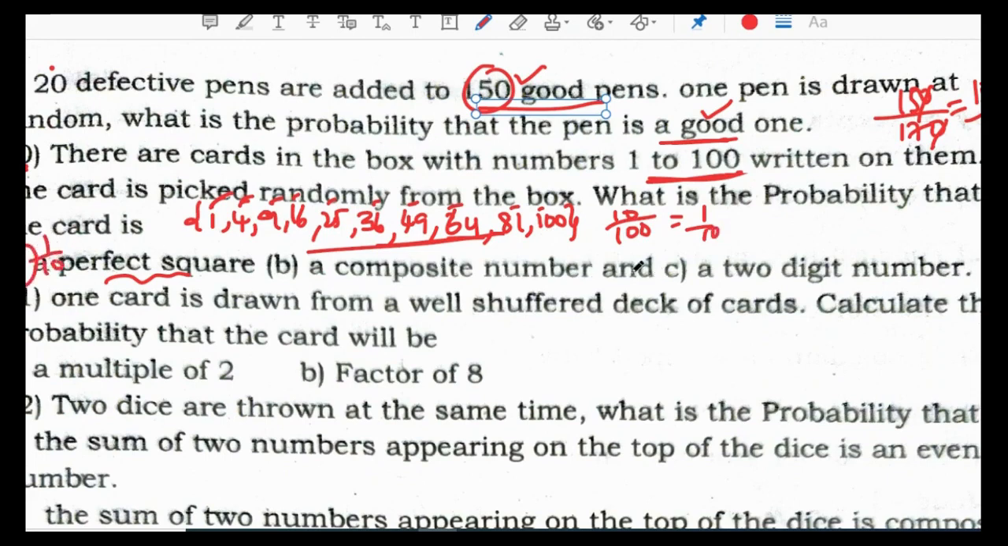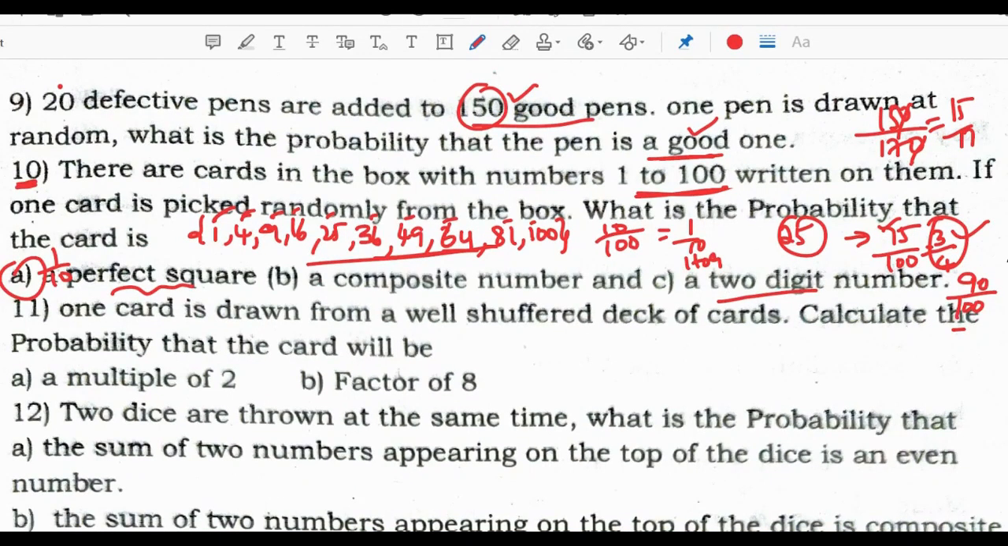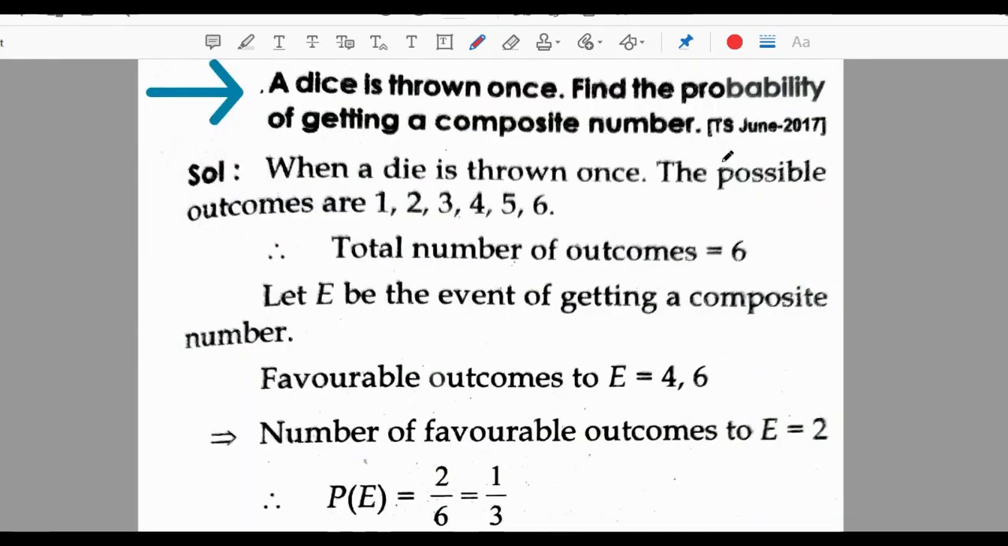A composite number. So in 1 to 100, there are 25 prime numbers. So other 75 will be composite numbers. So 75 by 100, which is nothing but 3 by 4. So probability of getting a composite number is 3 by 4 or 75 by 100. A two-digit number. Probability of getting a two-digit number is 90 by 100, which is also equal to 9 by 10.